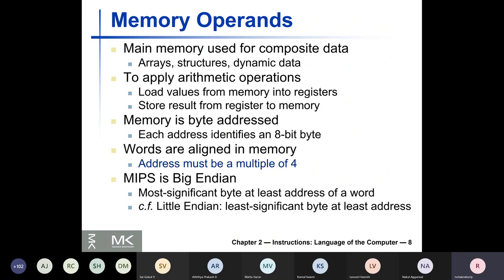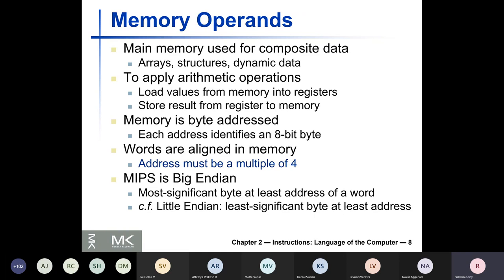Okay. Now, to apply the arithmetic operations, you have to get the value from memory inside your microprocessor register, and then store the value after you have done the operation, for example add or sub or anything, back to memory. If you want to store it back to memory, then again you have to return it to a memory location.